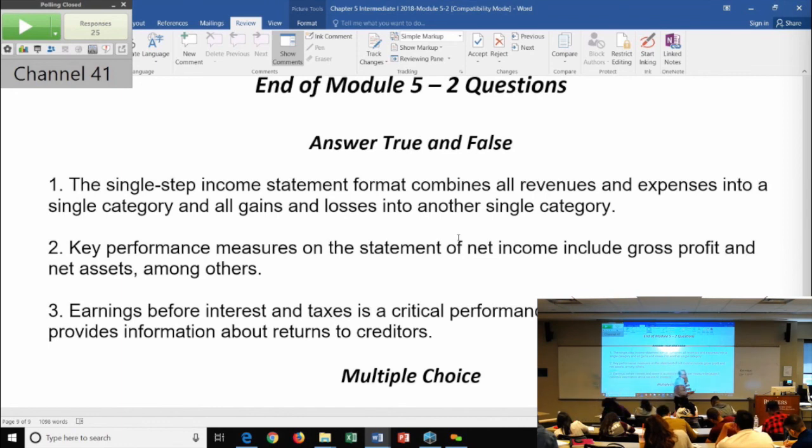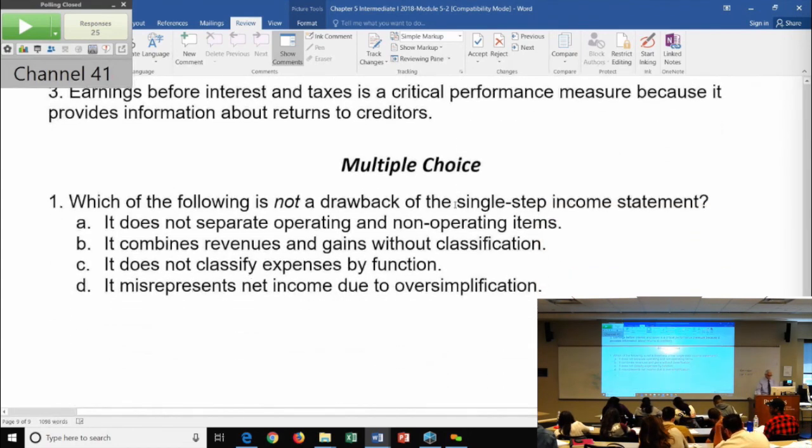And EBIT is a critical measure. It's true, but not only because it provides that information to creditors, but also who else is going to be paid out of EBIT? Stockholders and the government as well. All right, and last, and we will get back next week. What is not a drawback of a single-step income statement?